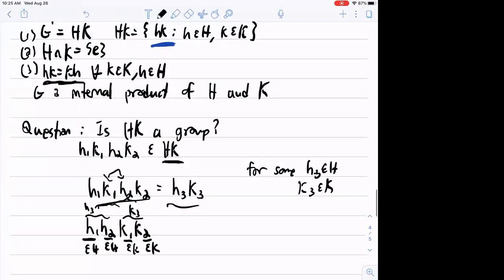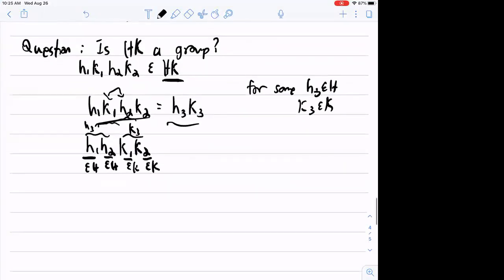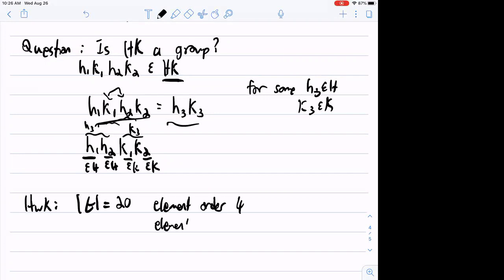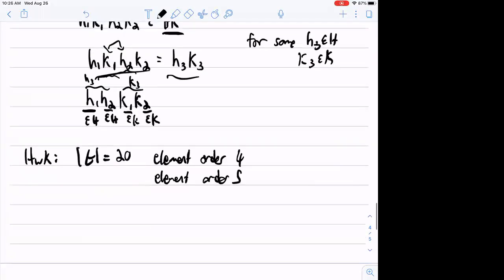So like on your homework, I think they say G, the order of G is 20. You have an element of order 4 and an element of order 5. And they tell you they commute, right? They tell you they commute.